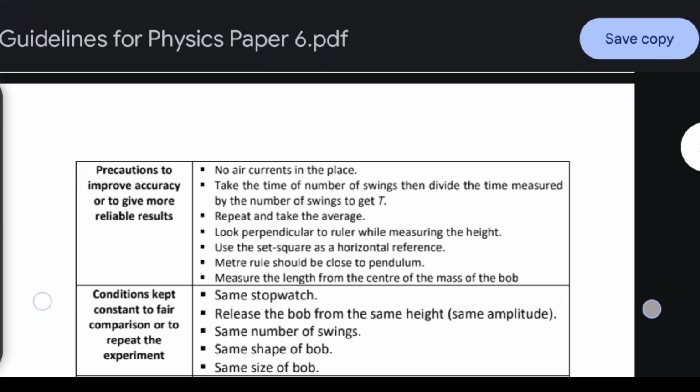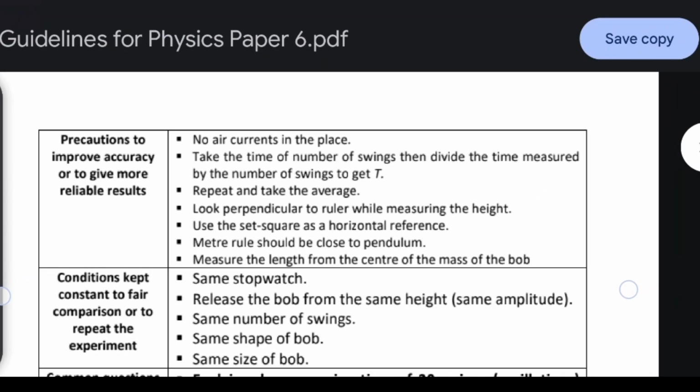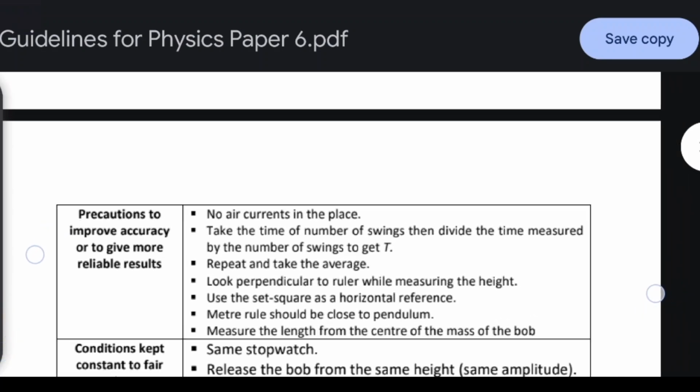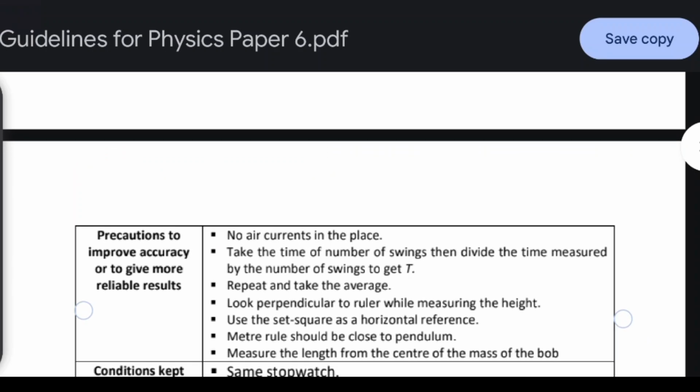Now, precautions to improve the accuracy or to give more reliable results. They usually ask this question. No air currents in the place. We have already discussed this. What's going to happen if there are air currents? This is a pendulum bob. Air currents will cause it to swing away from the mean position, which we are not expecting.